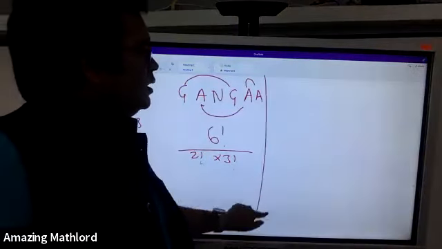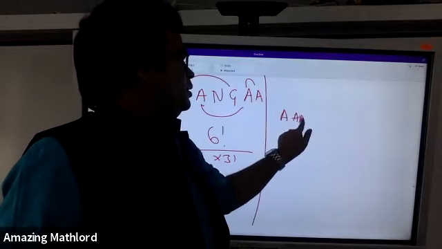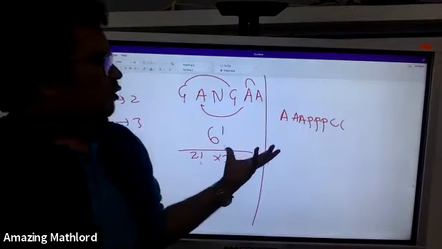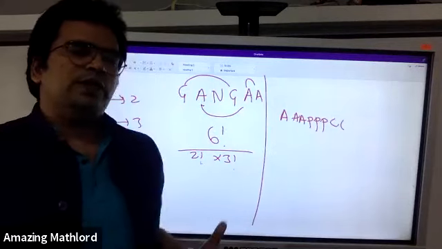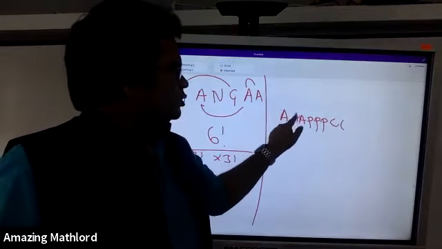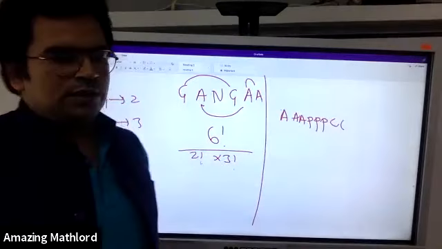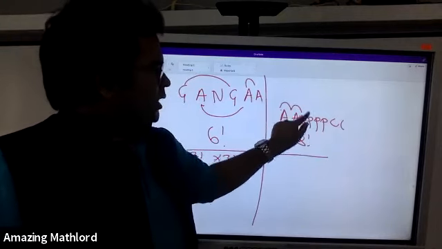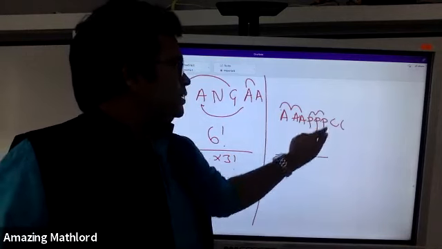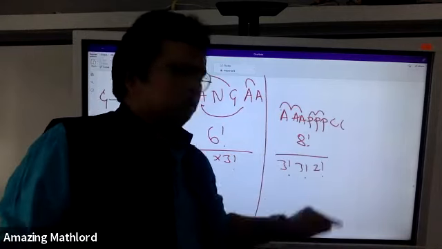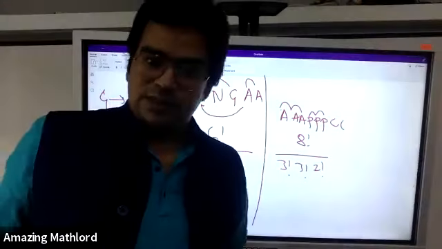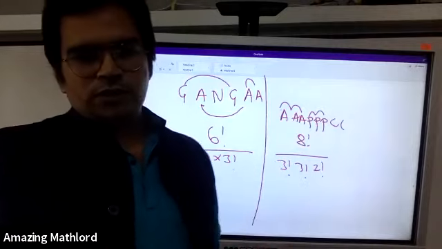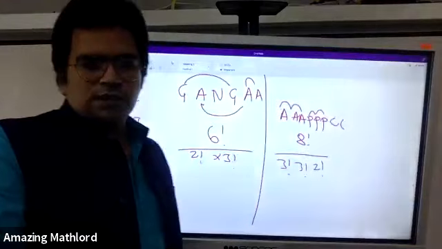Let's say I talk about another one, AAA, PPP, CC. Let's say this is the word, and I want to form different arrangements. How many letters are there? There are 1, 2, 3, 4, 5, 6, 7, 8 letters. So first you do 8 factorial divided by 3 factorial for the 3 A's, then 3 factorial for the 3 P's, and 2 factorial for the 2 C's. These will be the different arrangements you will form. So this is how you do the basic problems on permutation and combination, and I hope all of these concepts help you.